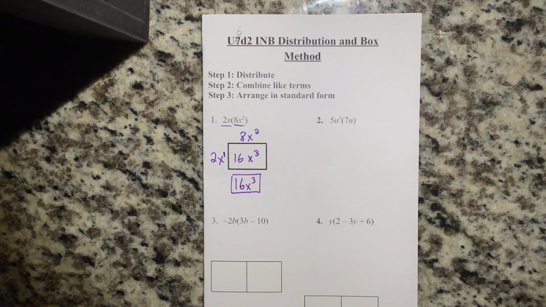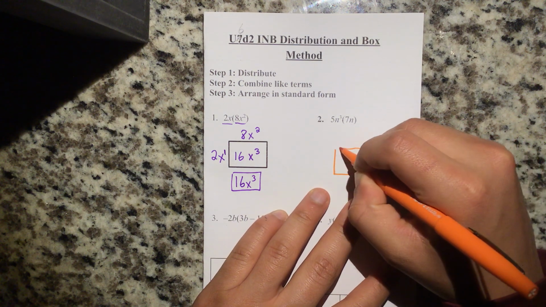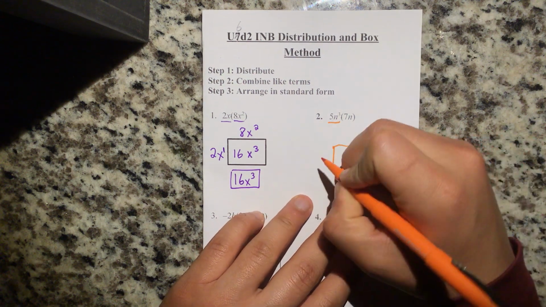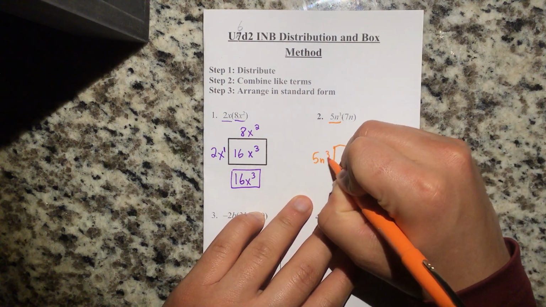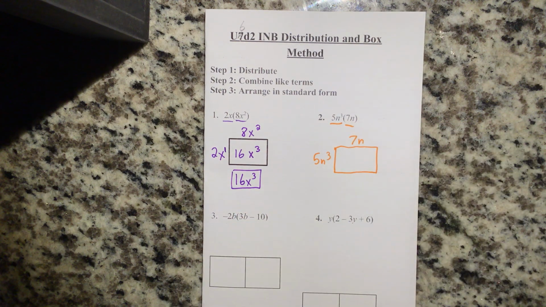Number two, I have 5n to the third times 7n. Here I don't have a box, so obviously we're not always going to give you boxes when you do problems like this. You might have to draw them yourself. Here I just need a simple box. I have 5n to the third, so I'll write that on one side, and then I have 7n, so I write that on the top of my box.